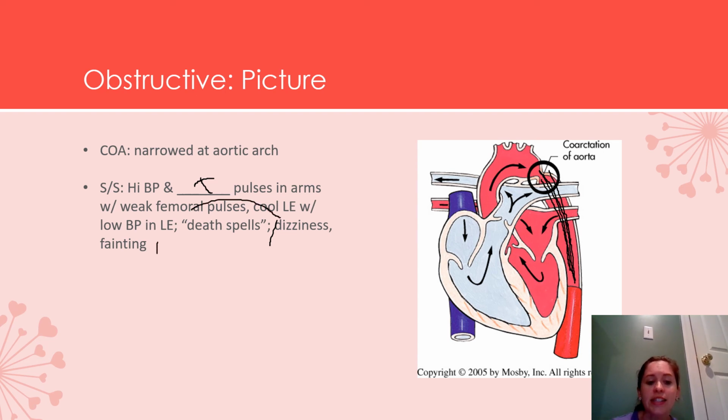We call these death spells when they have decompensation episodes. And I forgot to mention, when we were talking about tetralogy of Fallot, when they have an acute decompensation episode, theirs are called TET spells, T-E-T, TET spells. So you've got TET spells and you've got death spells. I don't know why they get their own special name, but they do. And again, the spell is just the decompensation moment.